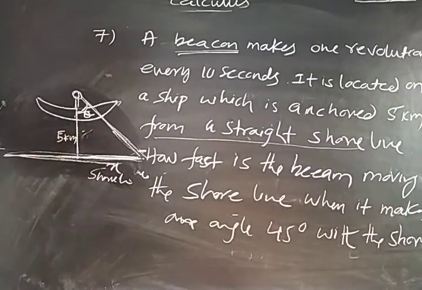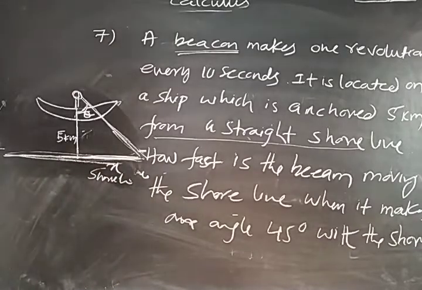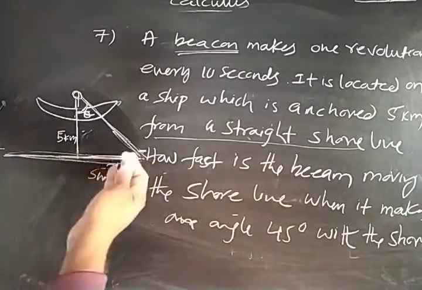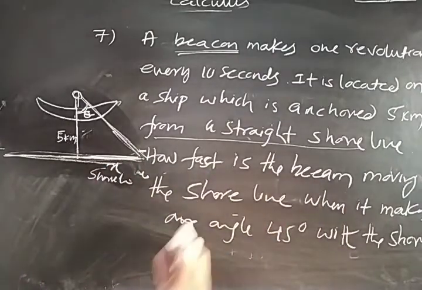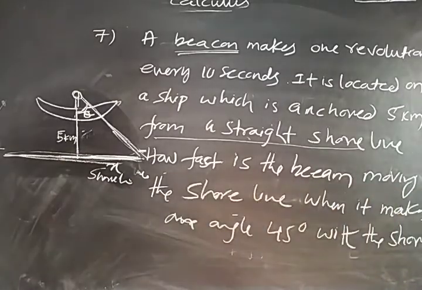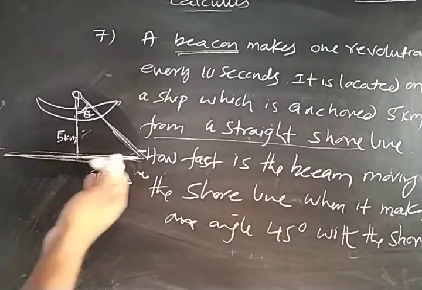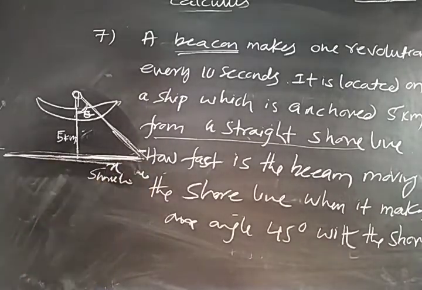If theta is 45 degrees, we have to find how fast the beam is moving along the shoreline. We have to find dx by dt, the rate of change in x with respect to time, right?